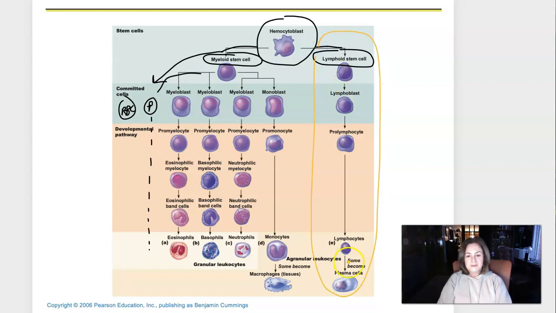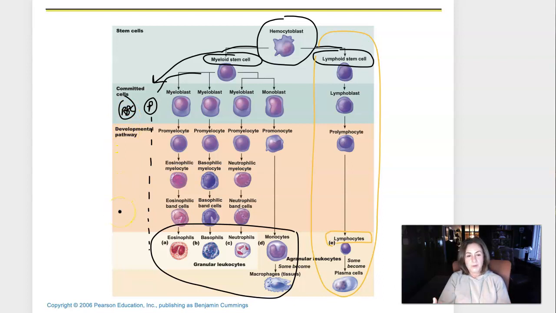So B cells, T cells, natural killer cells, all the cells that fall under the realm of specific recognition actually originate in a much different way than all the other white blood cells. All of the other white blood cells, all of the granulocytes and the monocyte, come from the myeloid stem cell line. And when we talked about red blood cell formation, we talked about how erythropoietin played a role in stimulating the myeloid stem cell to take this path.